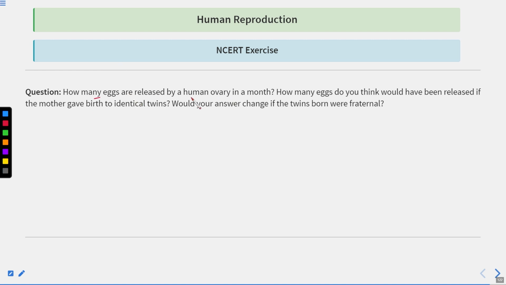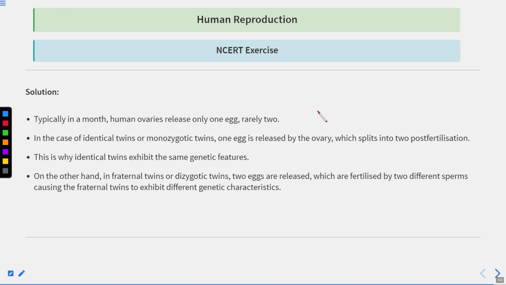Next question: how many eggs are released by a human ovary in a month? How many eggs do you think would have been released if the mother gave birth to identical twins? Would your answer change if the twins born were fraternal? Now, typically in a month, the human ovary releases only one egg, rarely two. You know the menstrual cycle is of 28 days, and the egg is released at the mid of the menstrual cycle, at around 14 days. So only one egg is released in one month.